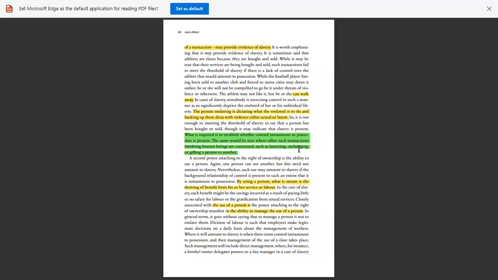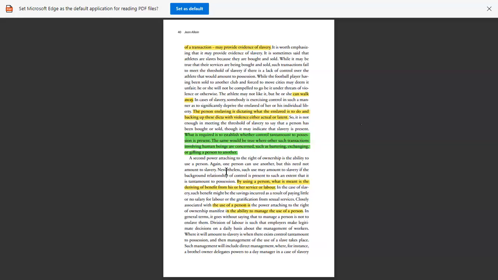We'll have to see later as we get into this, but the whole concept of exchanges and transactions and gifting and exchanging persons in a transaction may provide evidence of slavery. So especially if there are some threats or coercion being used, or again, fraud, and so forth. By using a person, and that's another thing. Nevertheless, such use may amount to slavery if the background relationship of control is present.